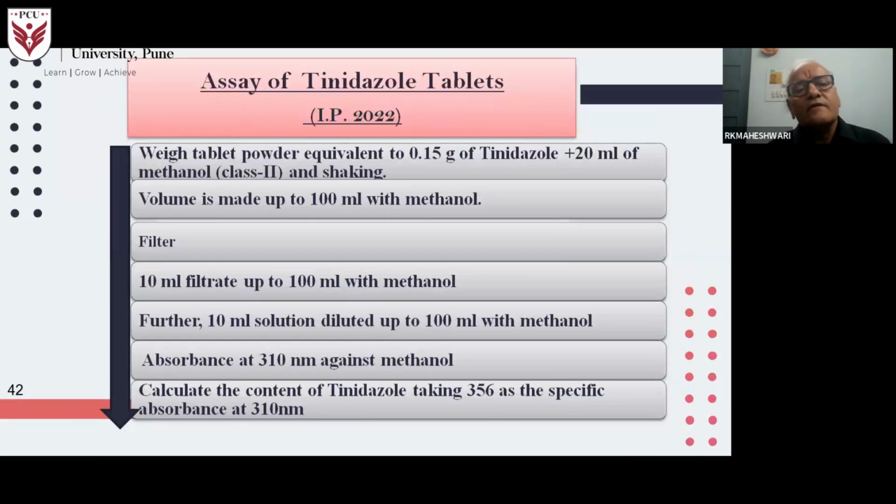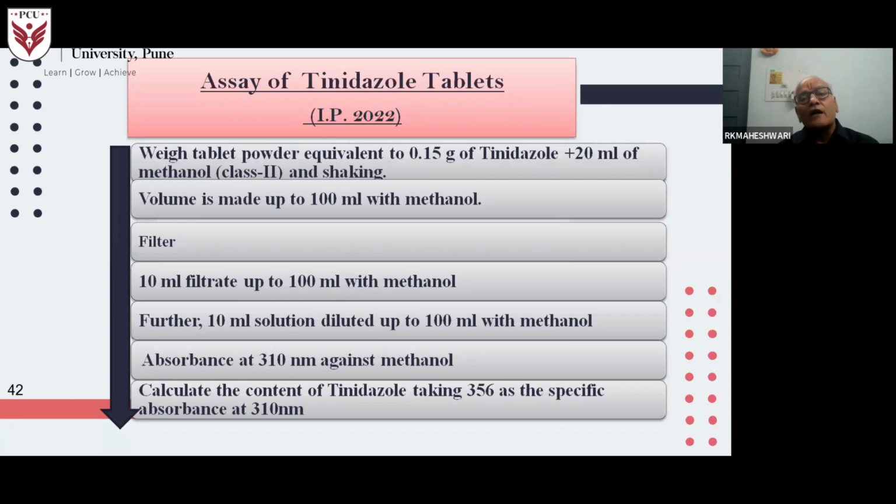So briefly, let me say the assay of indazole tablet as per the Indian Pharmacopoeia or British Pharmacopoeia method, they are the same. So here, what do they say? 20 tablets, their average weight is determined. Then tablets are powdered, then sieved through a sieve, and from the sieved powder you take such a quantity, as per the IP method, which contains 0.15 gram of indazole.